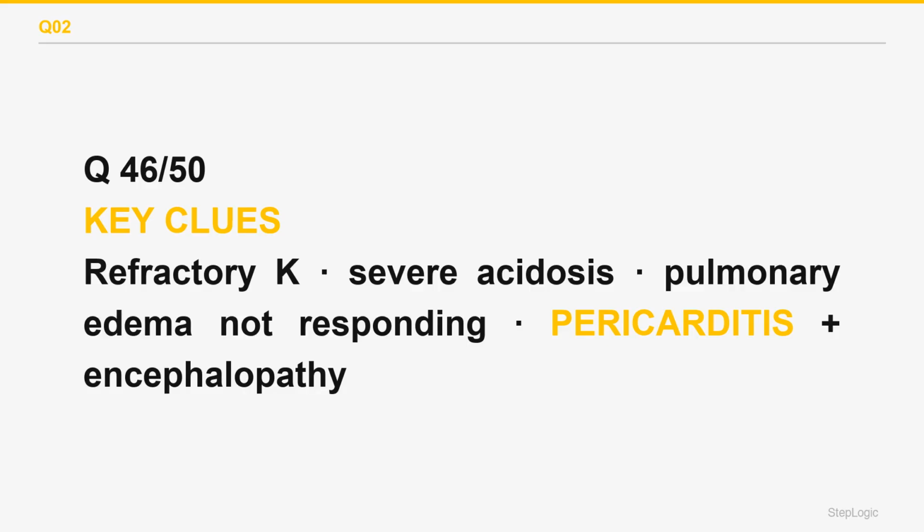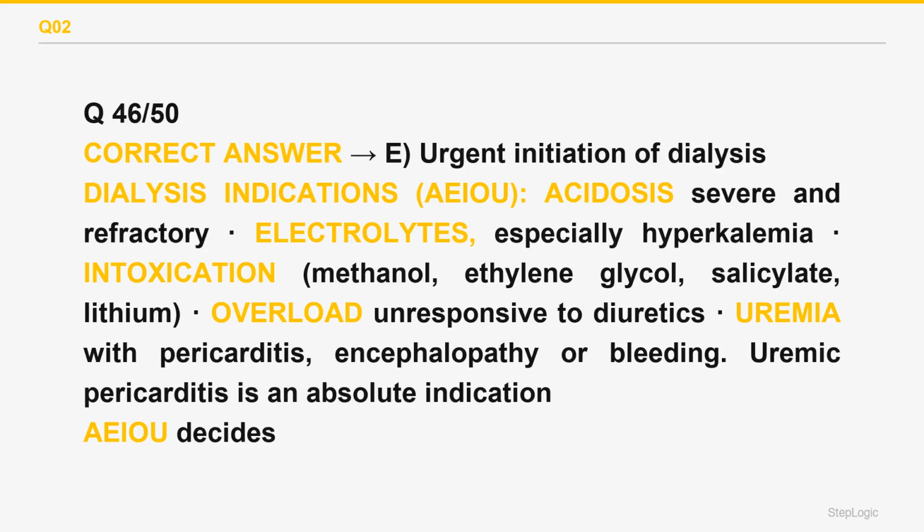The classic indications for urgent dialysis are remembered as AEIOU: severe acidosis, electrolyte disturbance, chiefly refractory hyperkalemia, intoxication with a dialysable poison, fluid overload unresponsive to diuretics, and uremia with its complications, notably pericarditis and encephalopathy. This patient meets at least 4 of the 5. Once the kidney has failed to the point of uremic pericarditis and refractory overload, pharmacologic measures cannot substitute for solute and fluid removal, so choices A, B, C, and D delay definitive treatment. The correct answer is E.